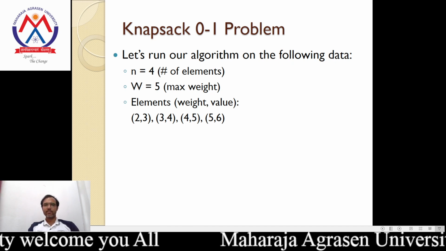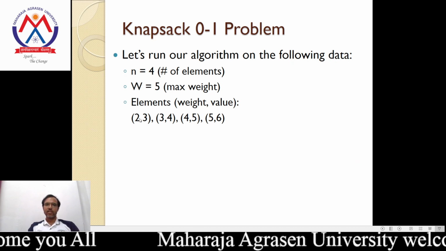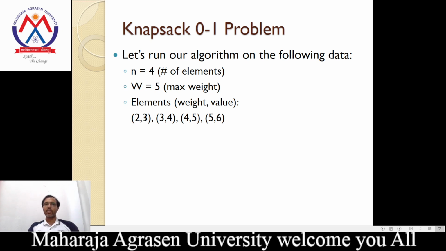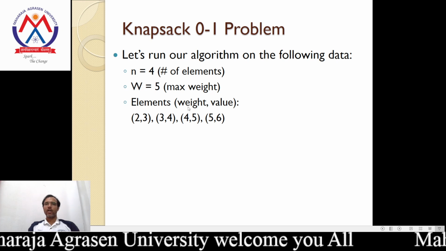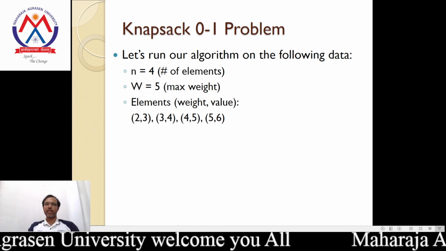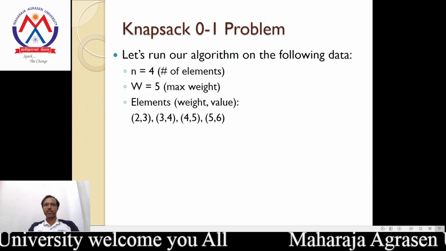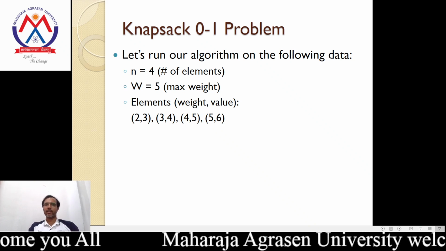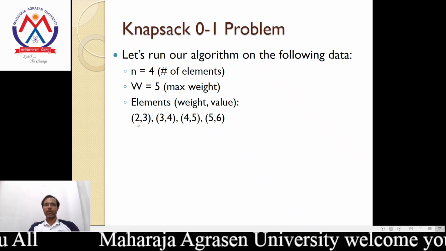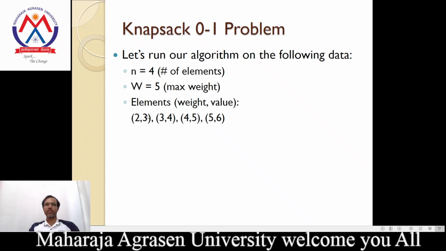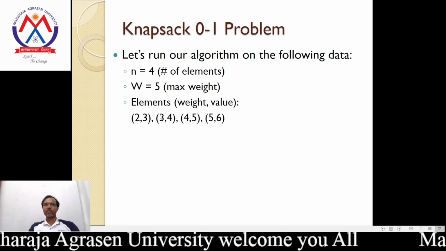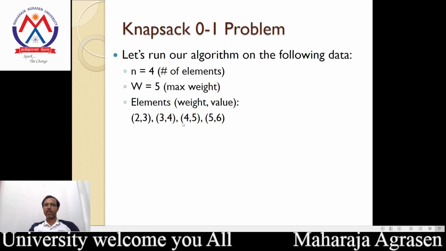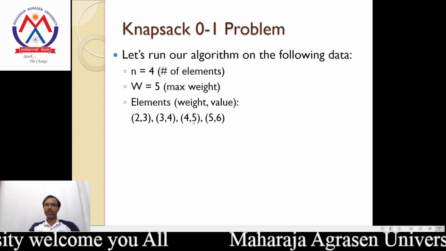Each element has a weight, and according to that the value is given. Suppose element number 1: the weight of that element is 2, and the profit, that is the value for that weight, is 3. That is, for weight 2 the value is 3. For the second element, the weight is 3 and the value is 4. For the third element, the weight is 4 and the value is 5.